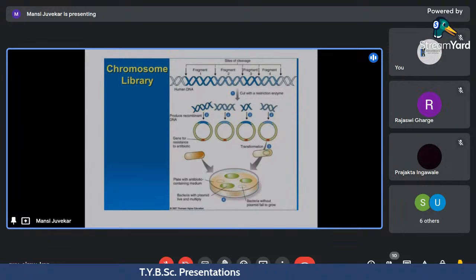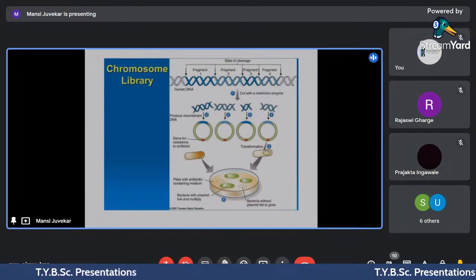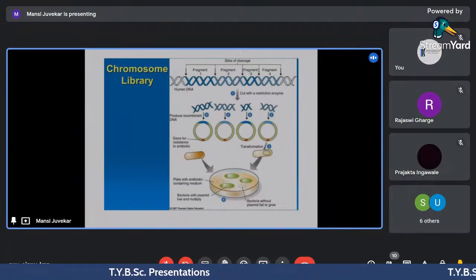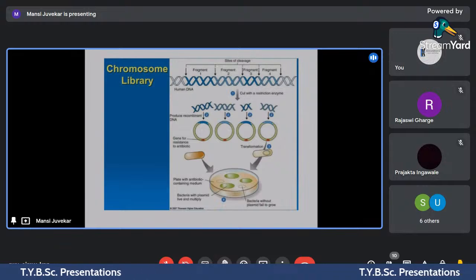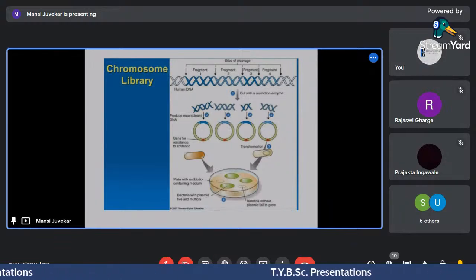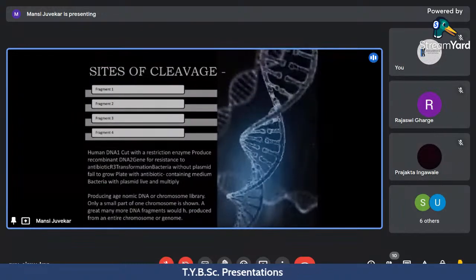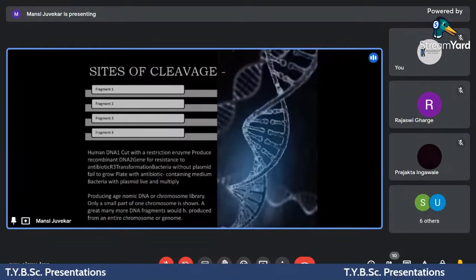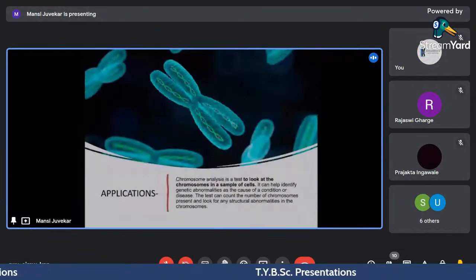तो उसमें हम लोगों ने वो डीएनए डाला है और फिर ट्रांसफॉर्मेशन हुआ। बैक्टीरिया में इंसर्ट करने के बाद ट्रांसफॉर्मेशन के बाद जो बैक्टीरिया विदाउट प्लाज्मिड हैं, दे फेल टू ग्रो ऑन प्लेट विद एंटीबायोटिक कंटेनिंग मीडियम, और जो बैक्टीरिया विद प्लाज्मिड हैं, लिव एंड मल्टीप्लाई, प्रोड्यूसिंग जीनोमिक और क्रोमोसोमल लाइब्रेरी। Only a small part of the one chromosome is shown. A great many more DNA fragments would have been produced from an entire chromosome or genome.